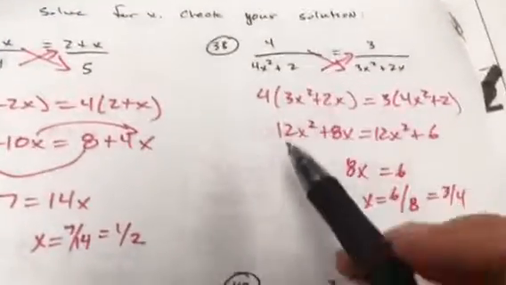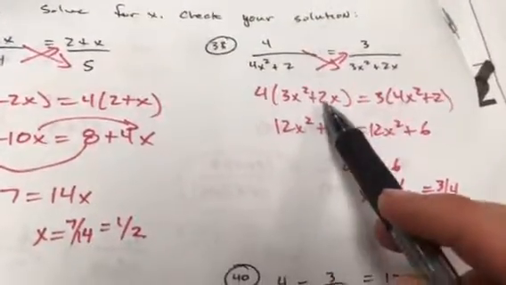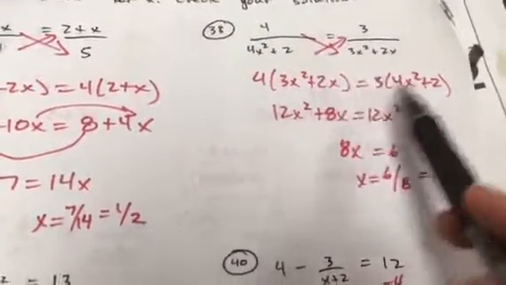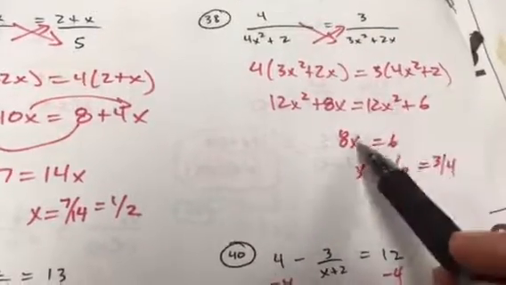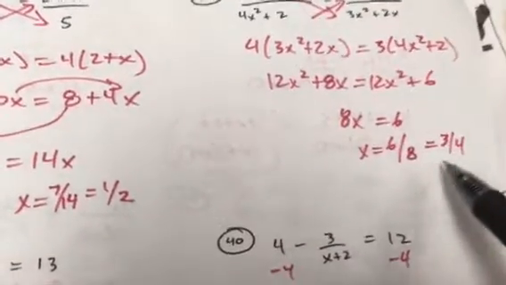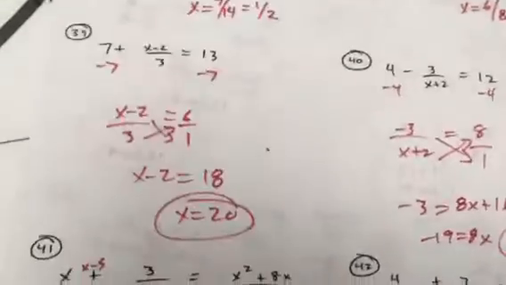Looks intimidating with the x squareds, but don't worry. 4 times this quantity equals 3 times this quantity. The 12x squareds will cancel, leaving you with 8x equals 6. You get 3/4, 6 over 8.